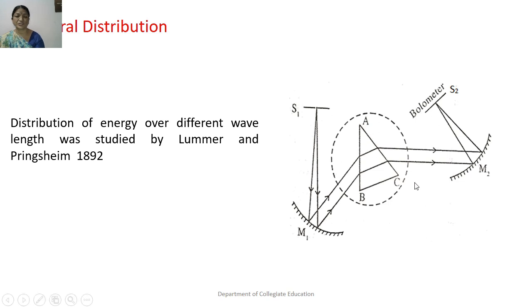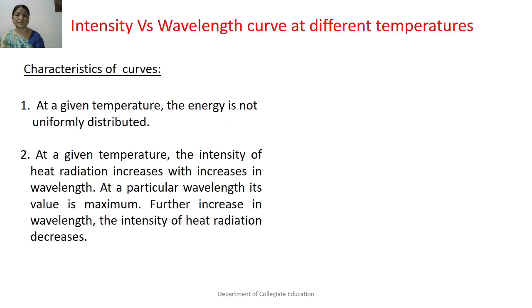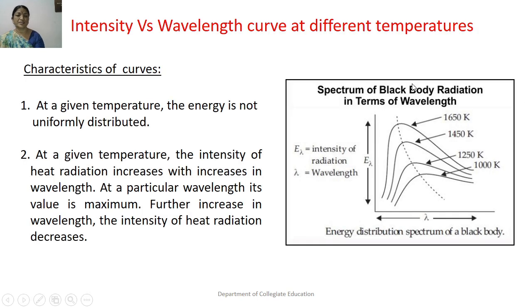When the prism is turned to different directions, the intensity corresponding to different wavelengths is recorded, and the graph of intensity versus wavelength is plotted, which will be in this fashion. Okay, so this would be the graph. This is the graph of intensity versus wavelength of black body radiation.